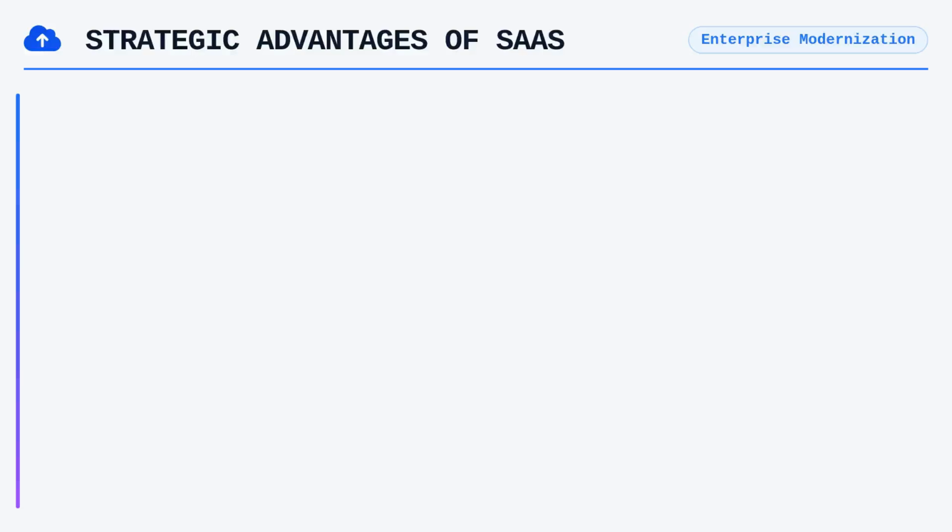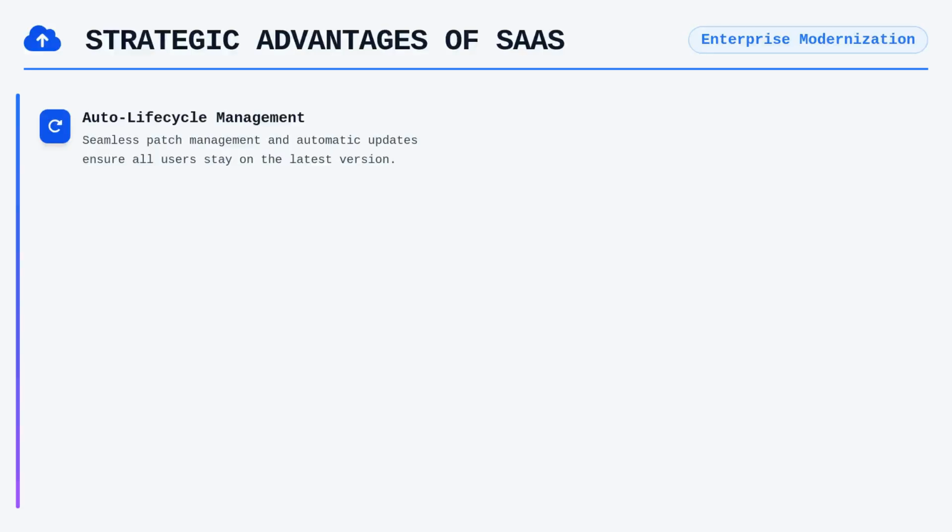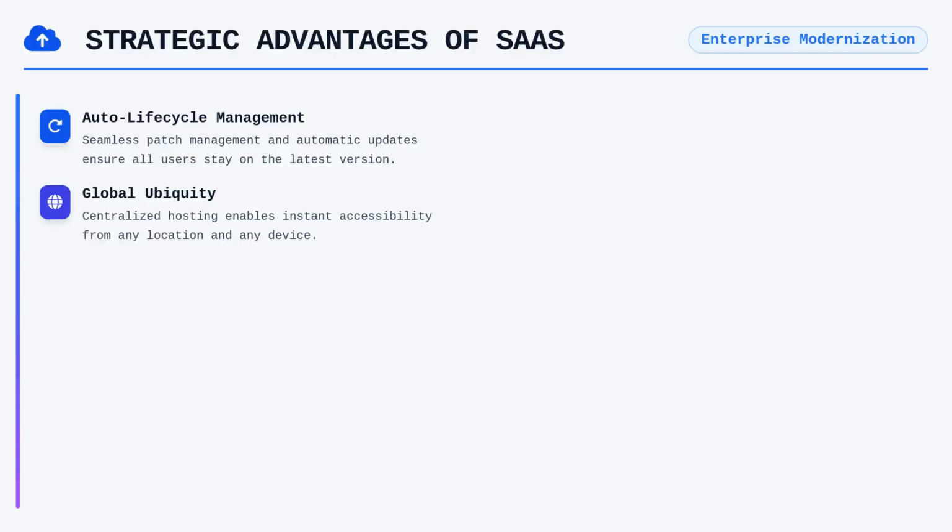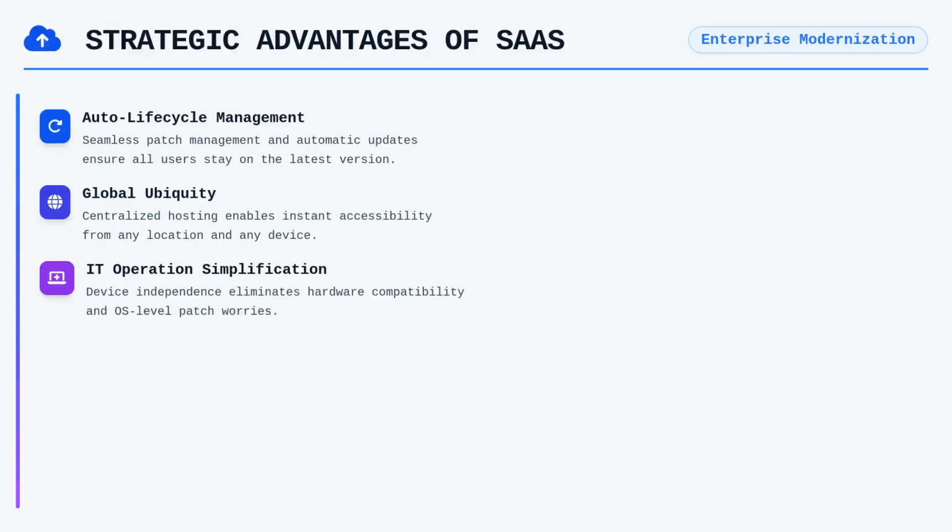The primary advantages of this approach include automatic updates and seamless patch management, which ensure that every user is always interacting with the latest version of the platform. Because the application is hosted centrally, global accessibility is achieved inherently, allowing users to connect from any location with an internet connection, regardless of the physical device being used. This device independence drastically simplifies support operations for IT departments, as they no longer need to worry about hardware compatibility issues or local OS-level patches.